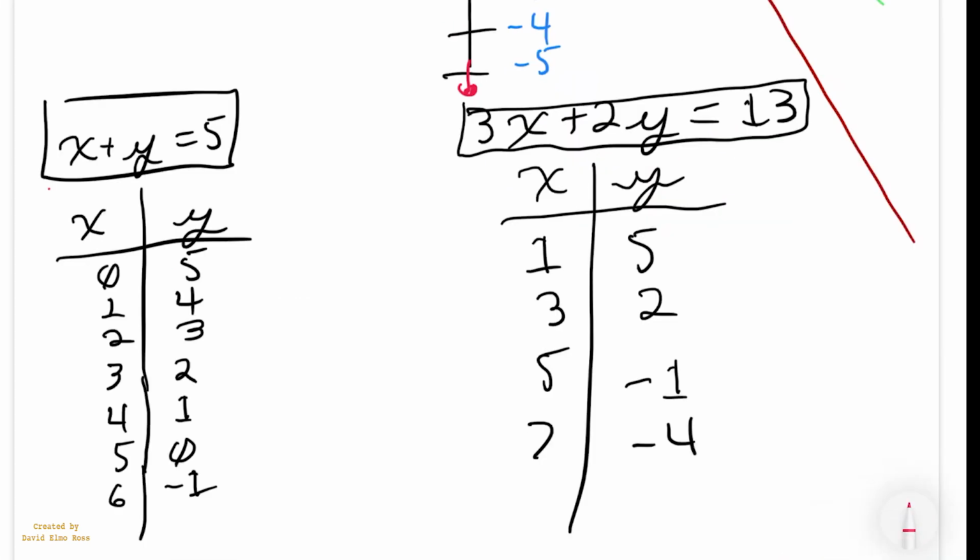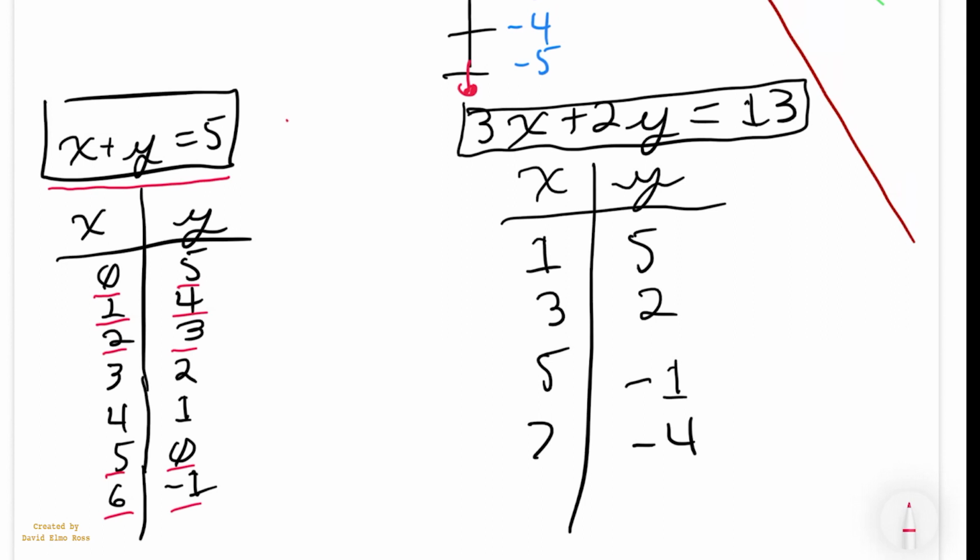What we can do is take our first equation, which is x plus y, and find out all values of x and y that will add up to 5. So 0 plus 5 adds up to 5, 1 and 4 adds up to 5, 2 and 3 adds up to 5, down to 5 plus 0 is 5, 6 and negative 1 add up to 5. We can also do the same thing for our other equation here.